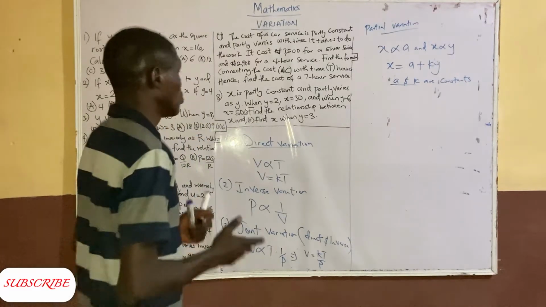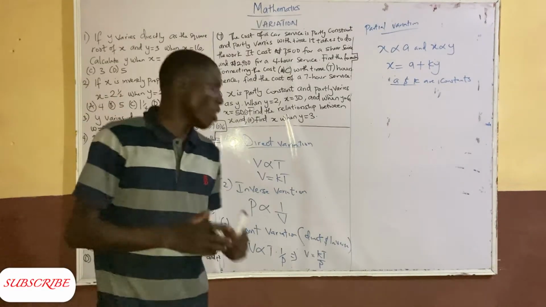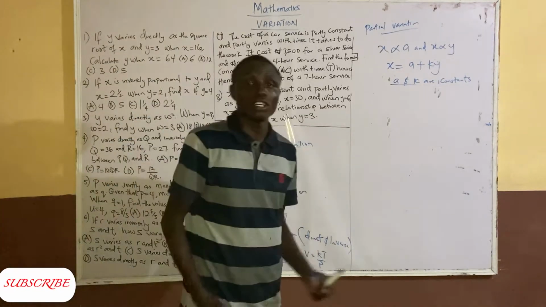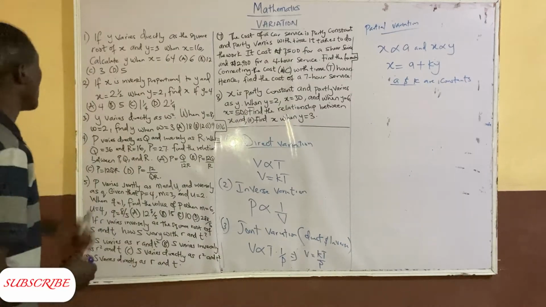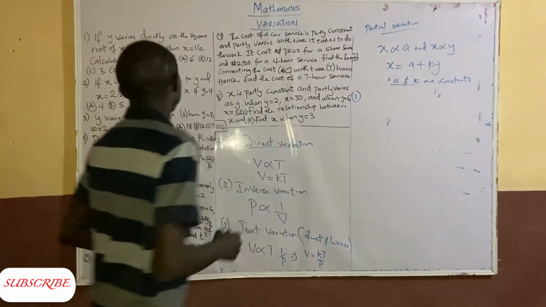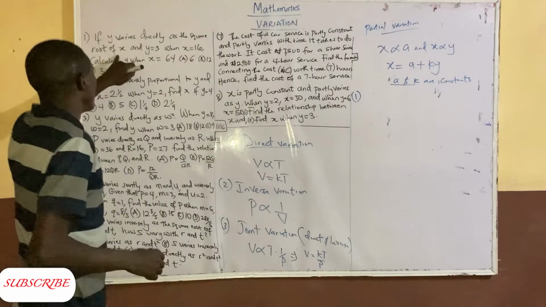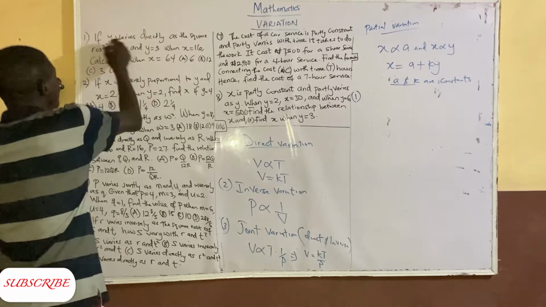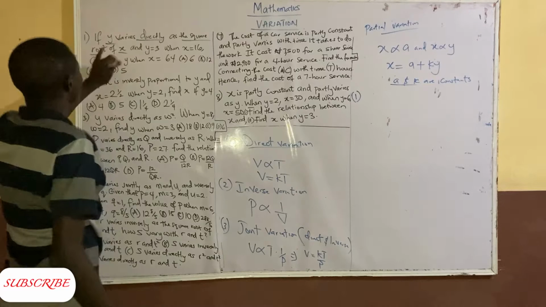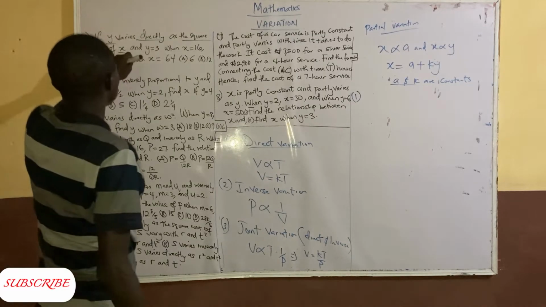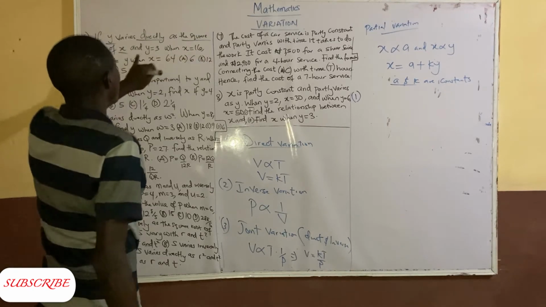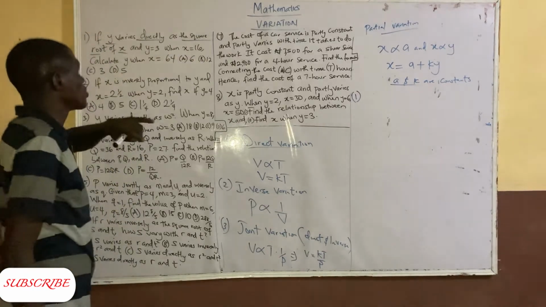So let's quickly go to the problems before us and see how to apply direct variation, inverse variation, joint variation, and partial variation in solving those problems. The first question says: if y varies directly as the square root of x, and y equals 3 when x equals 16, calculate y when x equals 64.